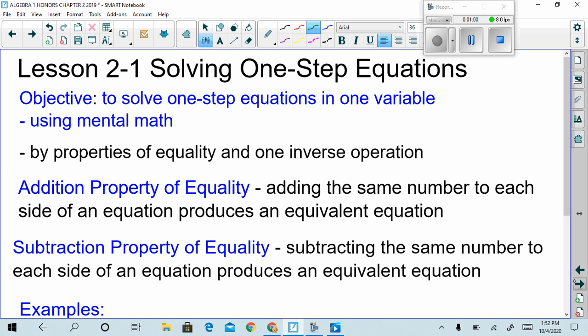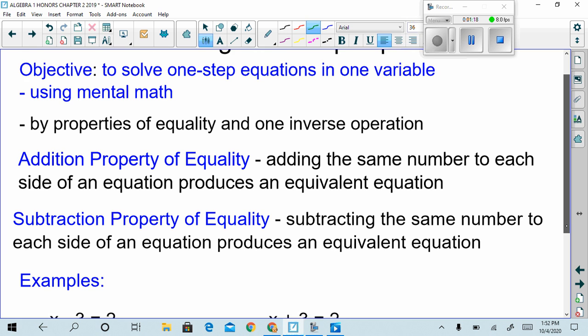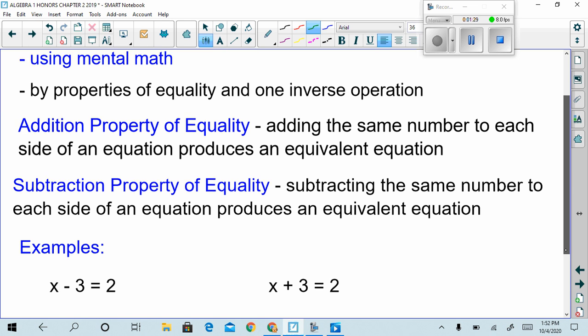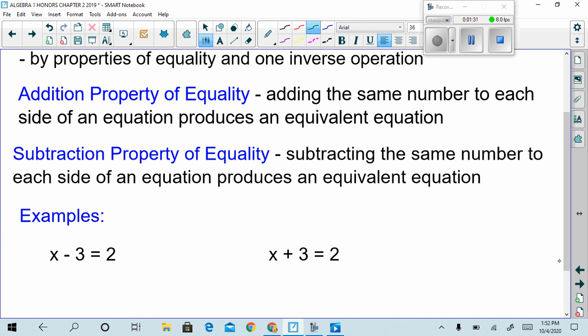On to our one-step equations. The goal here is to solve one-step equations in one variable. We'll use mental math, and we'll be using the properties of equality and one inverse operation. The properties of equality start off with addition and subtraction. Adding the same number to each side of an equation results in an equivalent equation, and subtracting the same number on each side of the equation will also result in an equivalent equation.